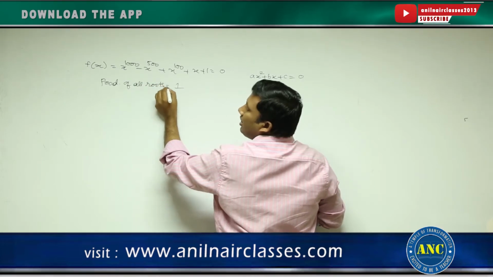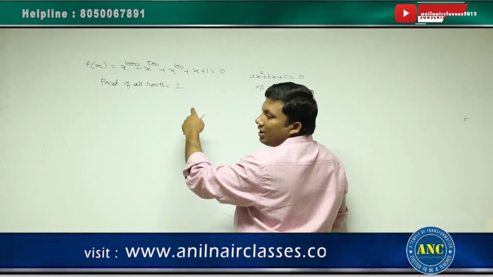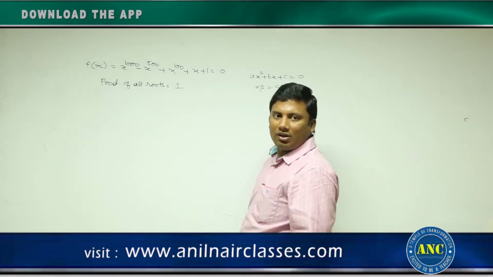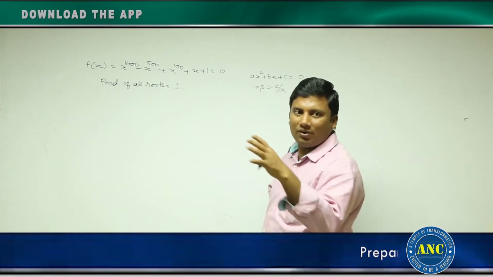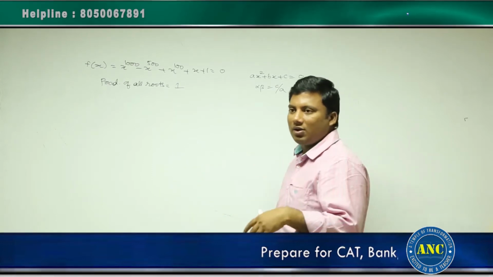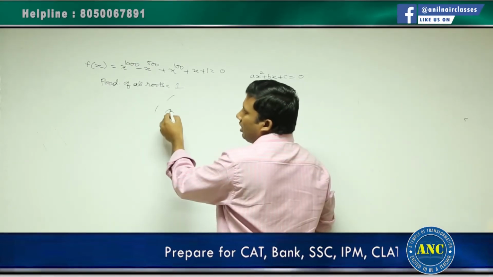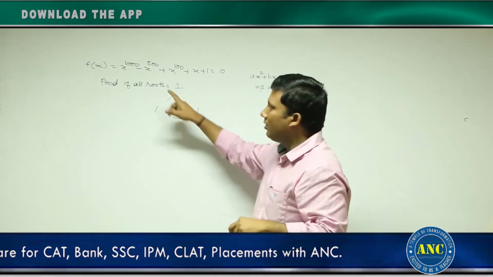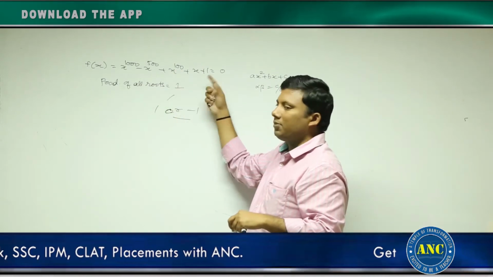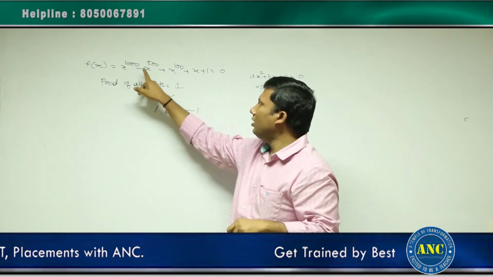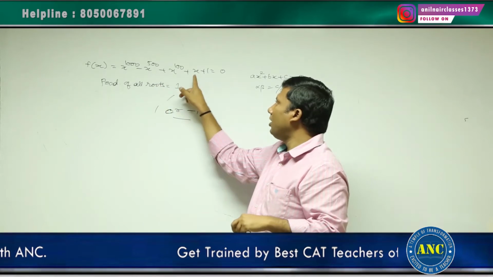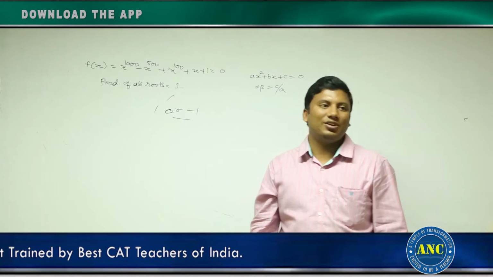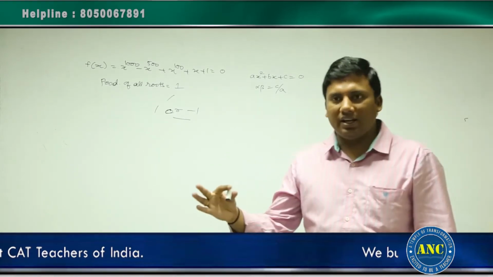But what is the question? Integral roots. If all the roots are integral, and the product is 1, what will be the cases? Either it will be 1 or it will be minus 1. Substitute 1. Is it equivalent to 0? 1 minus 1, plus 1 plus 1, no. Minus 1: 1 minus 1, 1 minus 1, 1, no. The answer is that 1 and minus 1 are not satisfying the equation.